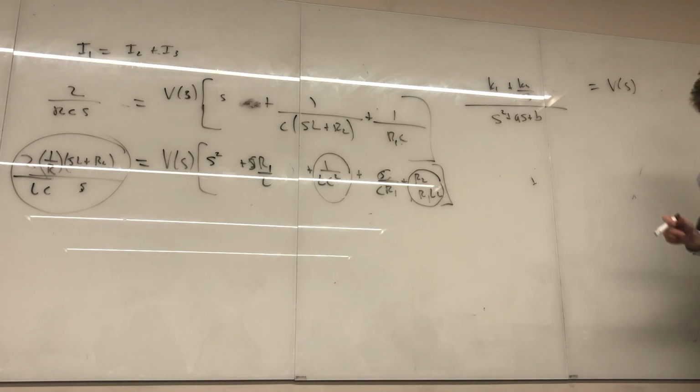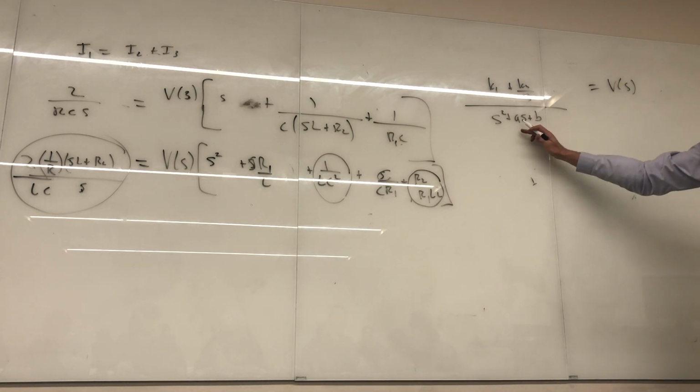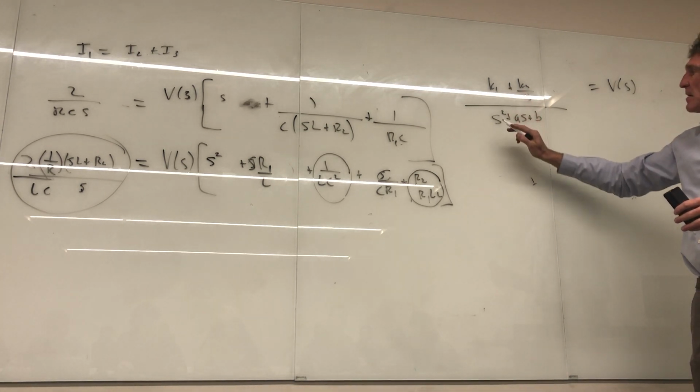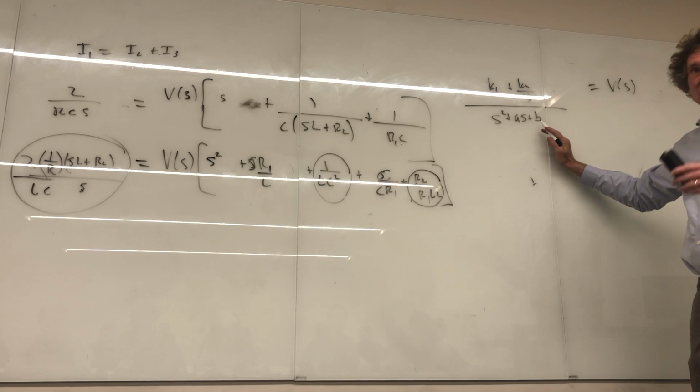And now I have V of S by itself. Everybody with me? And now I use the techniques that I've showed you, where you get the transform pairings and partial fraction expansion, to get these values. For this one, you can see the first term would be K1 over this quadratic, right? That almost smells like a damped sine wave. And I'll get to that in a second.